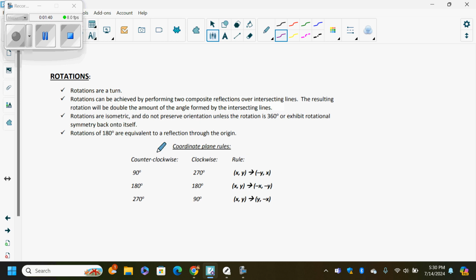But for a counterclockwise 90, or clockwise 270, (x, y) becomes (-y, x). So the two ordered pair values flip around. Same thing for the other one, but the y becomes the opposite, and then the x becomes the opposite. So those are just the rules to remember.